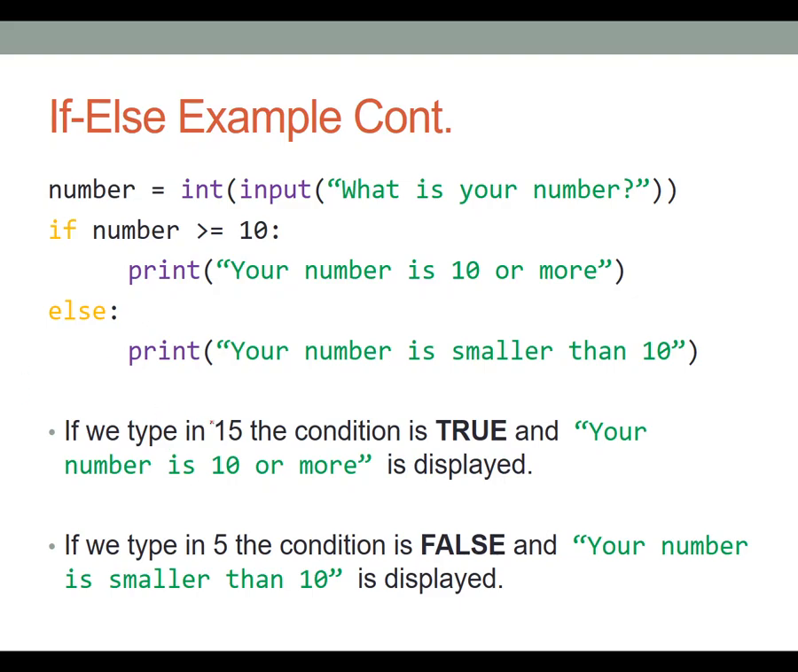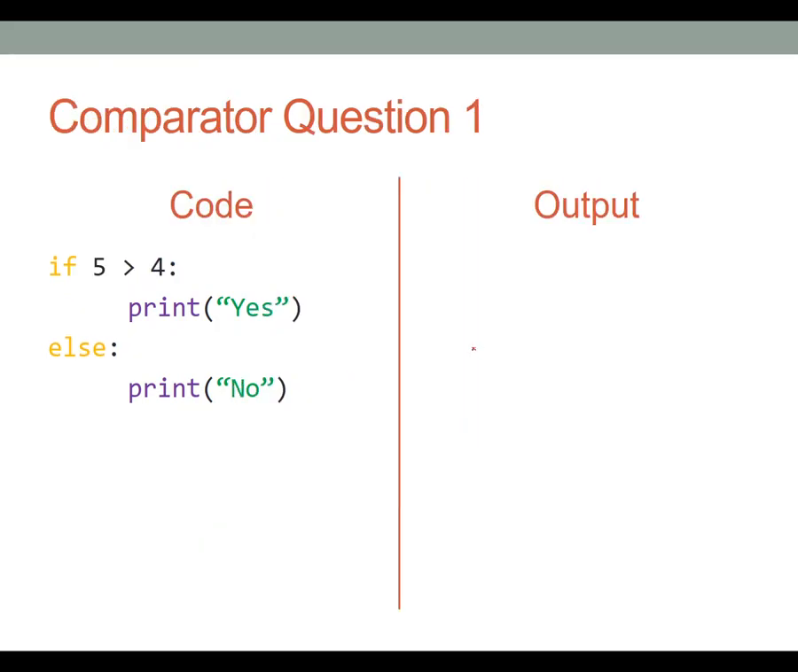So if we typed in 15, for example, this is all considered true, and then it will say your number is 10 or more. If you only typed in 5, this is false, so it will just jump straight to else, the otherwise part, and print your number is smaller than 10. Let's look at some examples. So if 5 is greater than 4, it is, so it's going to print out yes. Is 5 greater than 4? Obviously it's not, so this is false, so it's going to try this bit instead. It's going to print no.